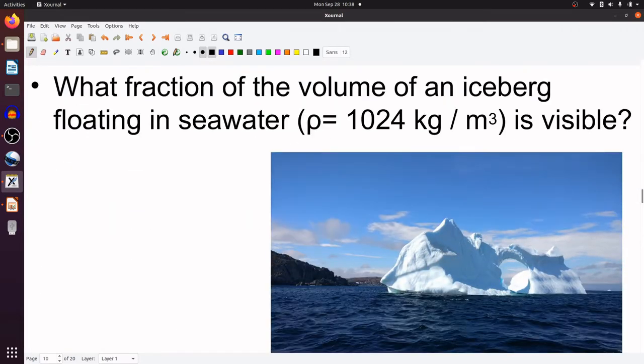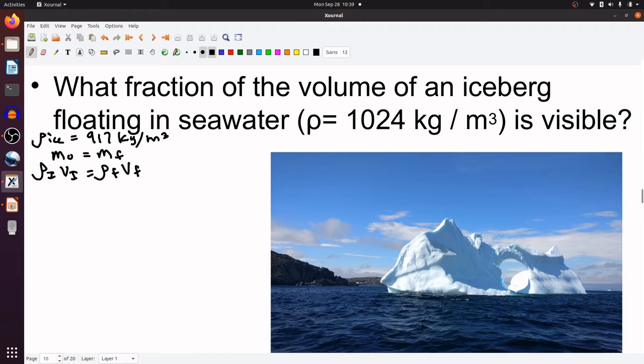Okay, a classic problem. What fraction of the volume of an iceberg floating in seawater is visible? If you recall, before I start this, the density of ice was equal to 917 kilograms per cubic meter. All right, so how do we get a fraction? Let's start off with Archimedes' principle. We know that the mass of the object is equal to the mass of the displaced fluid, and we know that mass is density times volume. So the density of ice, I'll put I because we're dealing with ice, times the volume of ice, Vi, is equal to the density of the fluid times the volume of the fluid.